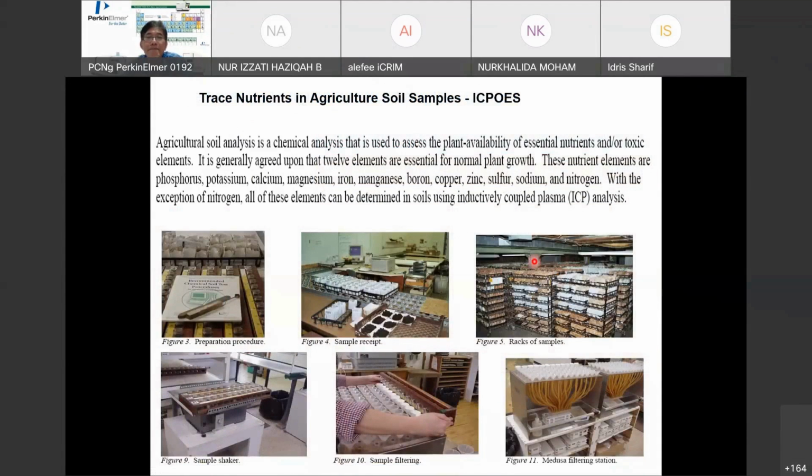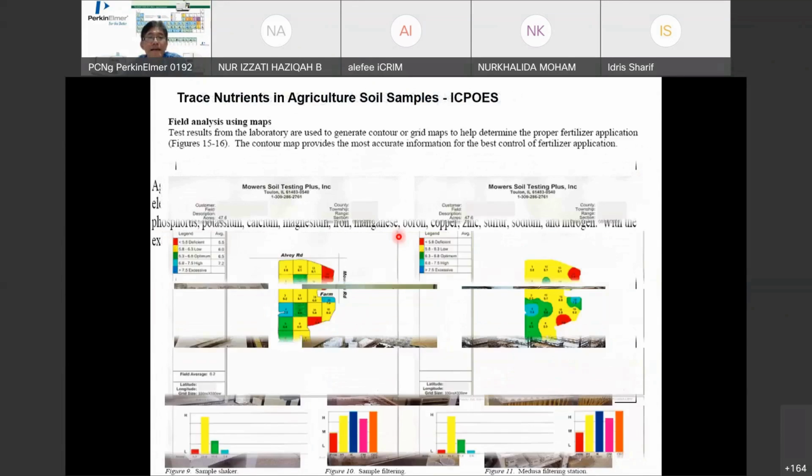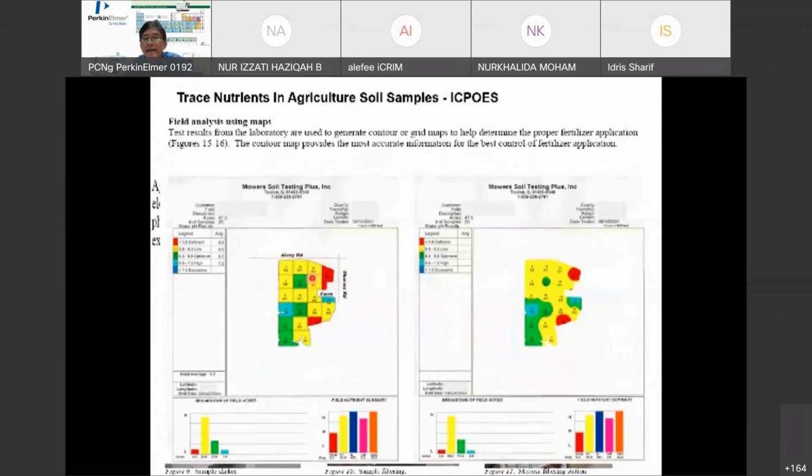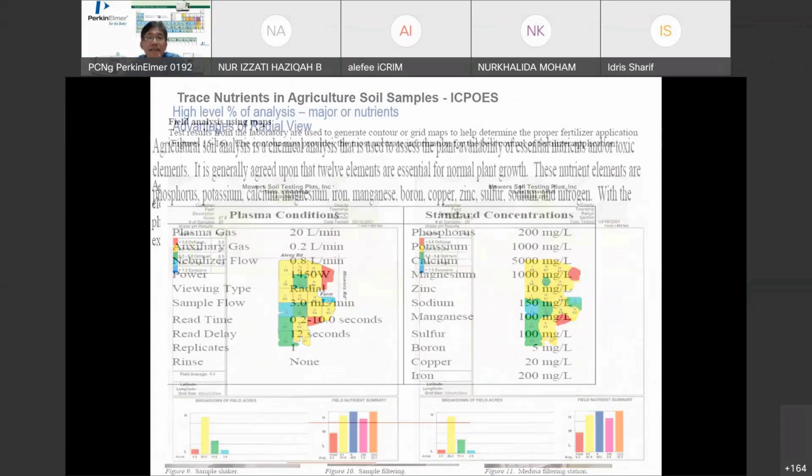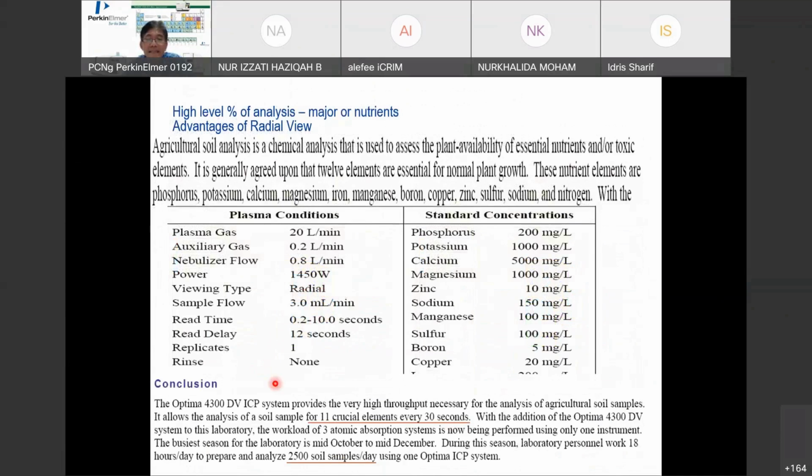You look into it, this lab is a very busy lab. This is a US agricultural soil lab. So you can look into it. After they run it, they plot the soil, the land, which means deficiency, optimum, or excess of the fertilizer. So in this lab, these are the elements, 11 crucial elements, 30 seconds per sample, 2005 soil samples per day. So it's a very high-throughput lab.